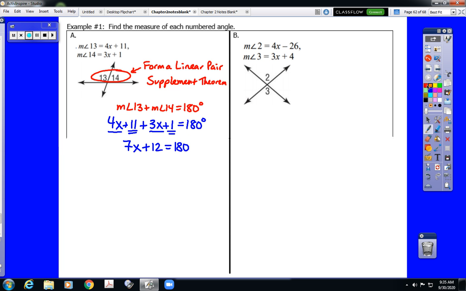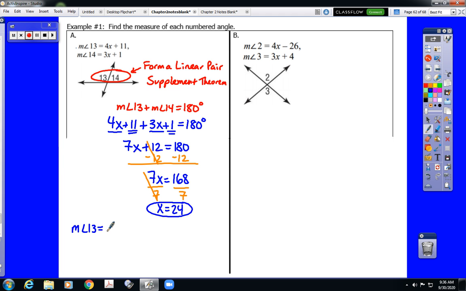Then we need to subtract 12 from each side of that equation, which would give us 7x equals 168. Then we would divide by 7, which would give us x equals 24. Now, if x equals 24, we then need to take that x value and plug it back into the measure of angle 13 and the measure of angle 14.